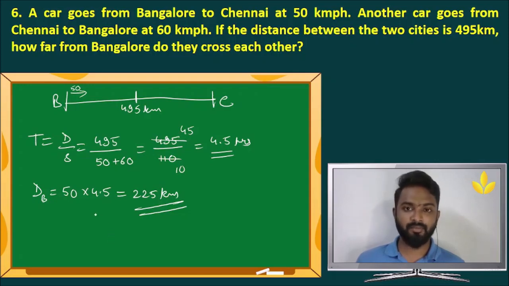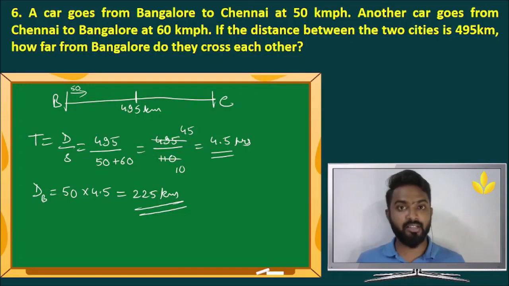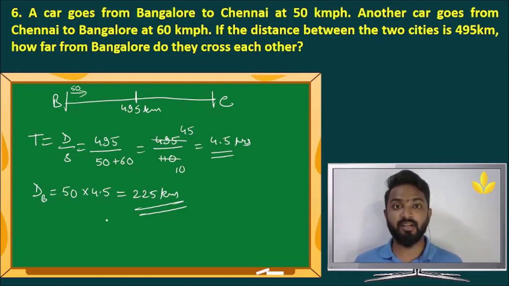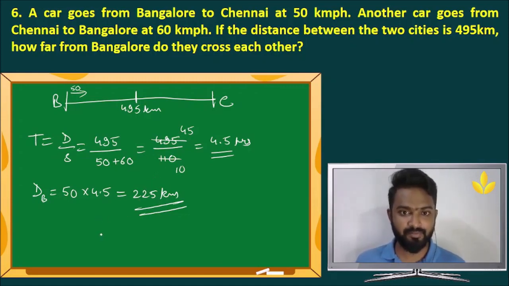That's it. So the only thing that you need to take away from this video is when two entities are moving towards each other, that is in the opposite directions, the relative speed is the sum of the speeds. And when they are moving in the same direction, the relative speed is the difference between the speeds. That's it.